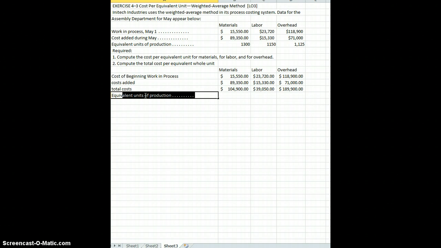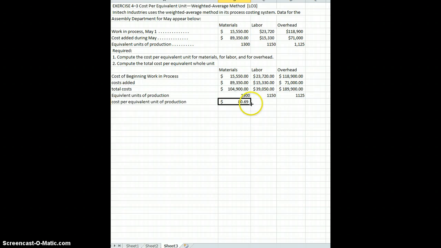Equivalent units of production, and we're going to bring them right down. We're going to bring 1,300, 1,150, and 1,125, and we're going to divide. We're going to take 104 by 130, and that's going to give us our cost per equivalent unit of production. So the next thing we're going to do is say 104.9 divided by 1,300, and we get 80.69, and we're going to do that for all three.